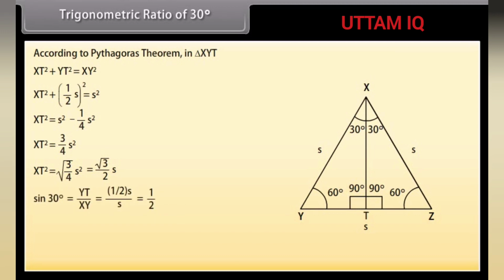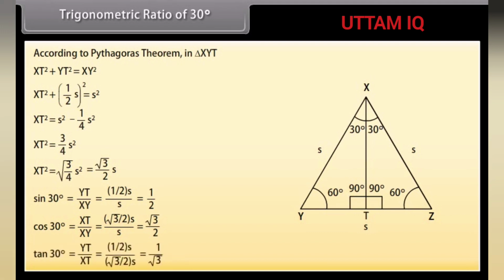Sin 30 degree is equal to YT upon XY equals 1 upon 2s upon s, which is equal to 1 upon 2. Cos 30 degree is equal to XT upon XY, which equals square root 3 upon 2s upon s, equals square root 3 upon 2. Tan 30 degree is equal to YT upon XT equals 1 upon 2s upon square root 3 upon 2s, which equals 1 upon square root 3.